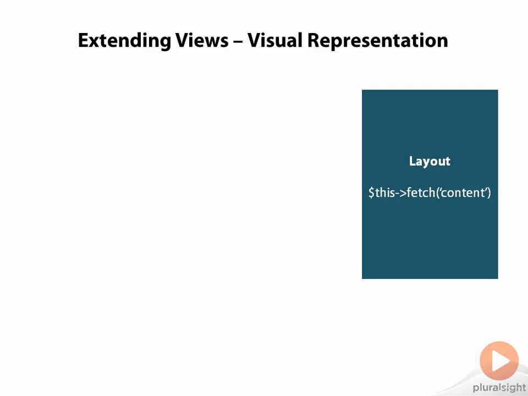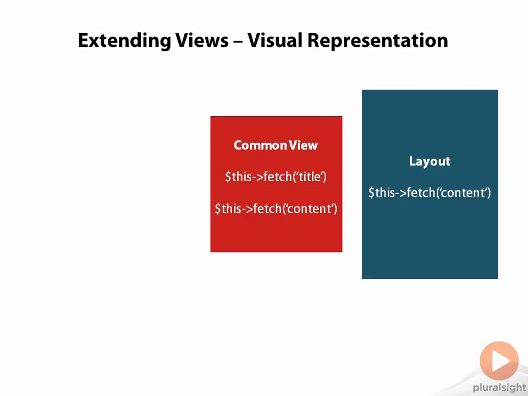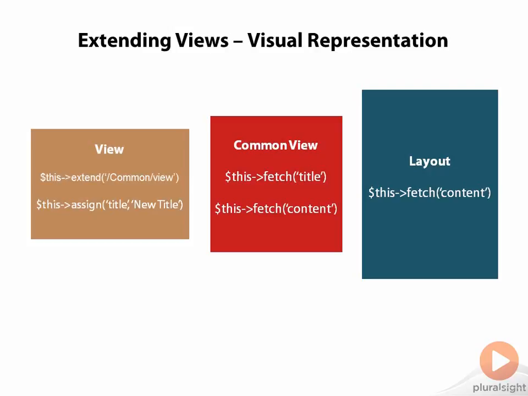In order to better understand extending views, I've made this visual representation. First we have the layout. Inside the layout we have the fetch content block. Then we have our common view. Inside here we have a fetch block with a parameter of title. That title parameter can be named anything that you want. It'd be best to keep it something relevant to what you're actually passing in. And last we have our regular view or detailed view. Inside here we have our 2 lines of code extending the common view and assigning the title.